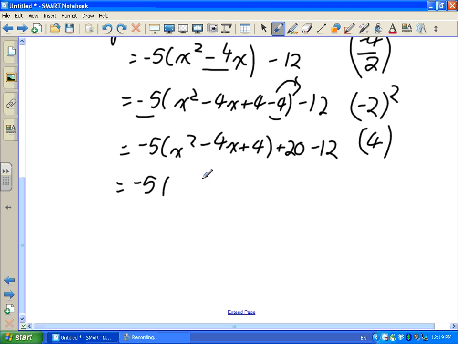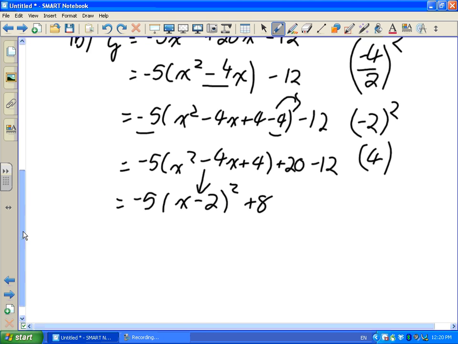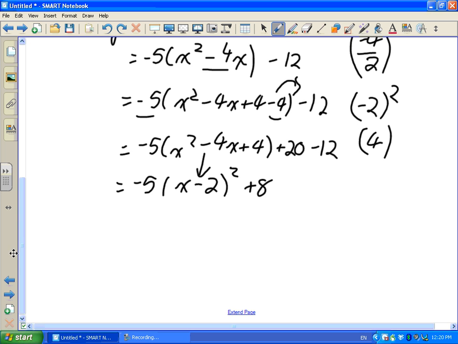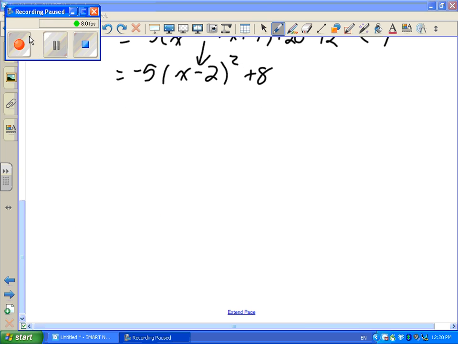Our brackets are a perfect square trinomial. Make sure you guys, this is where many of you made your mistake, you forget to bring the negative sign down. If the second term has a negative in front of it, bring the negative term down. Okay? And that's it. Negative 5, bracket x minus 2 squared plus 8. Those are your two answers for the quiz. So that's the entire quiz taken up. I'm going to start some review questions now.